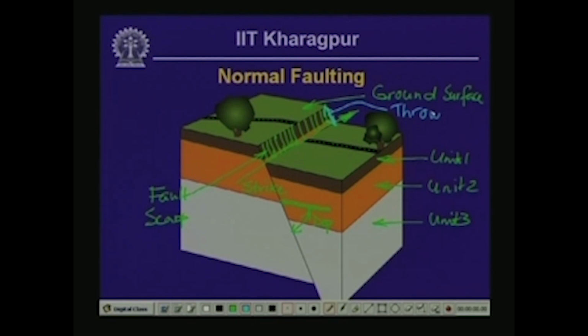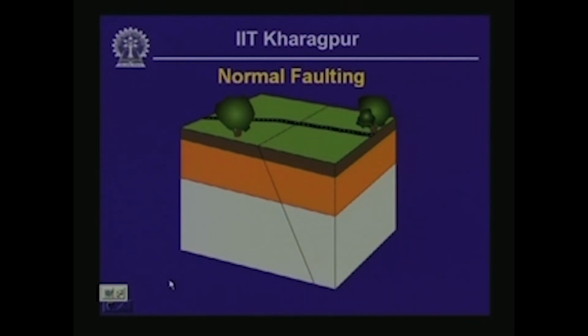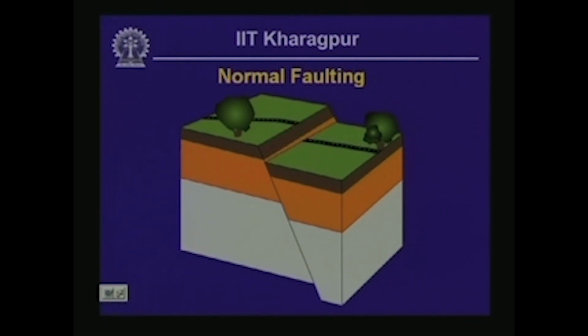We need to describe the throw of the fault, the strike of the fault, and the dip of the fault. Okay. So, that is normal faulting. Let us watch it again. This is how normal faulting develops. You can understand that normal faulting develops in a tensile regime, when we try to pull the two blocks on either side of the fault plane apart from each other, and then we develop a normal fault.